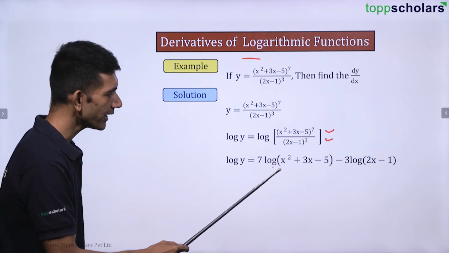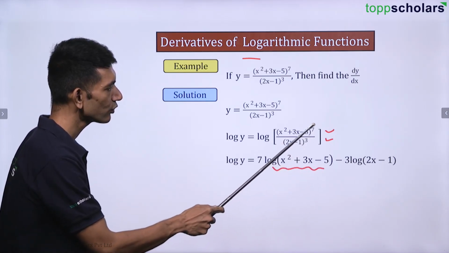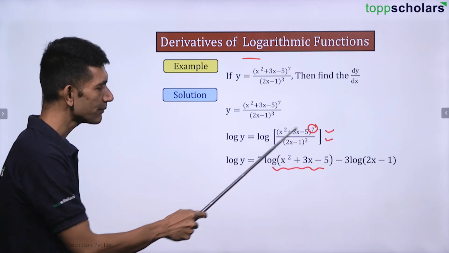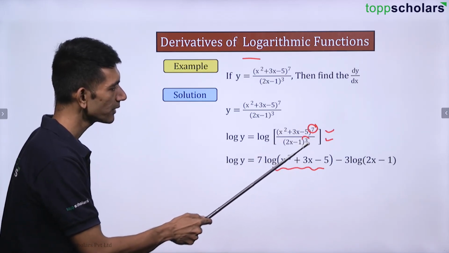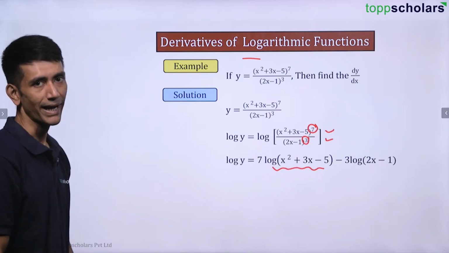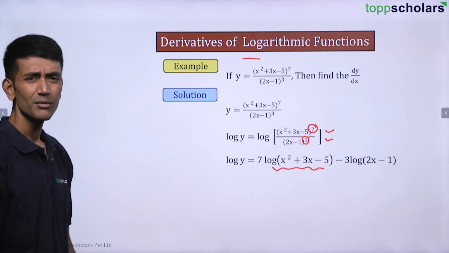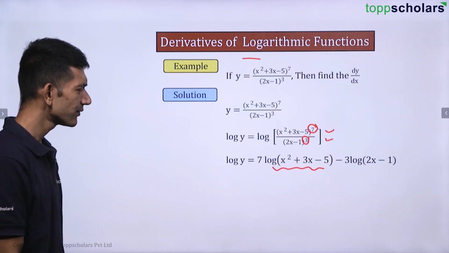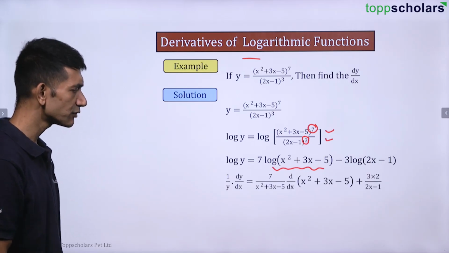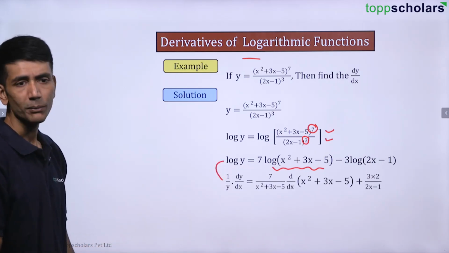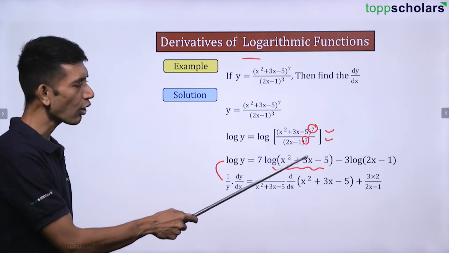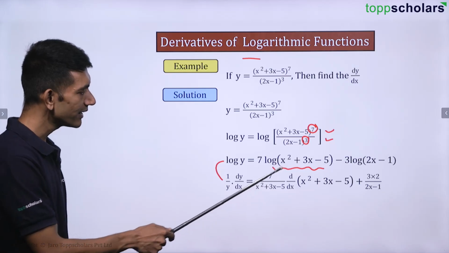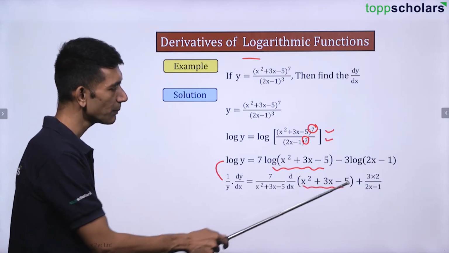So log a to the power 7 was in the exponent form. That becomes 7 log this part, and here also this becomes 3 log bracket. Now it's very simple, take the derivative on both the sides. If you differentiate on both the sides with respect to x, log y becomes 1 by y, dy by dx, 7 remains as it is. Log of x, derivative is 1 by x, take the derivative of the bracket part.